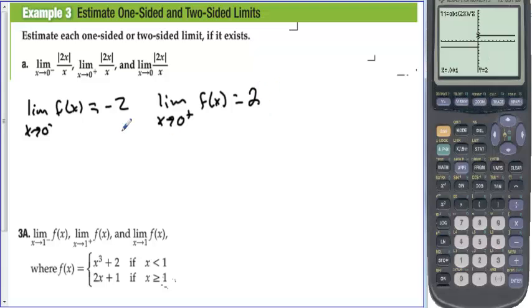So 2. Now since the left-hand limit is negative 2 and the right-hand limit is positive 2, then we can say the limit as x approaches 0 in general of f of x does not exist.